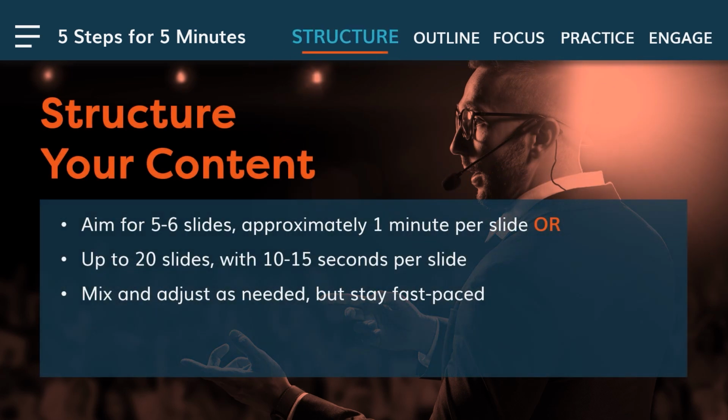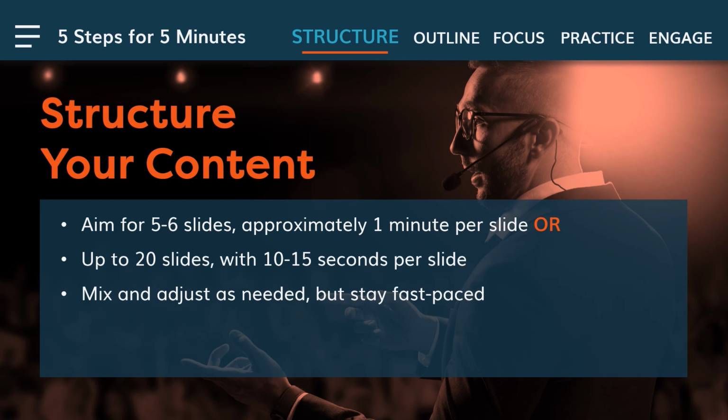In structuring your content, less is always more. Aim for 5 to 6 slides that are about a minute long, or up to 20 slides using 10 seconds per slide. You can adjust the amount of slides you need, but remembering to keep the timing under a minute per slide is key.